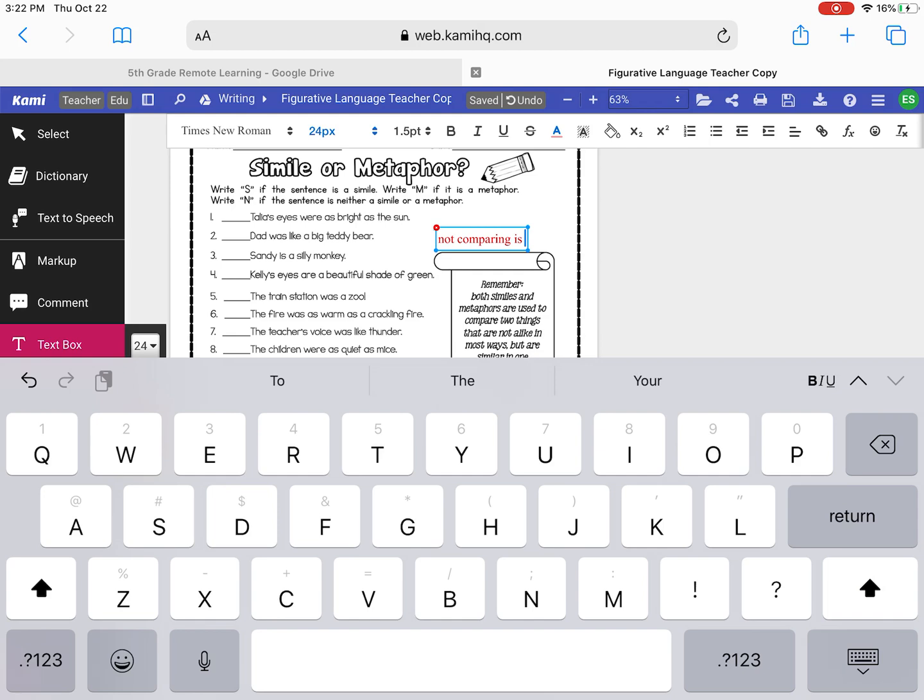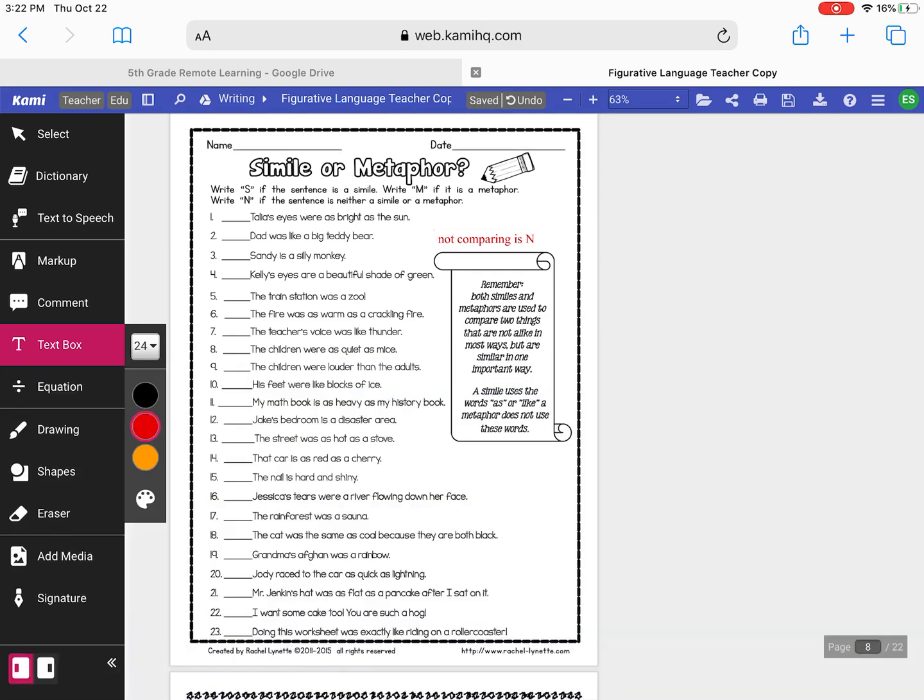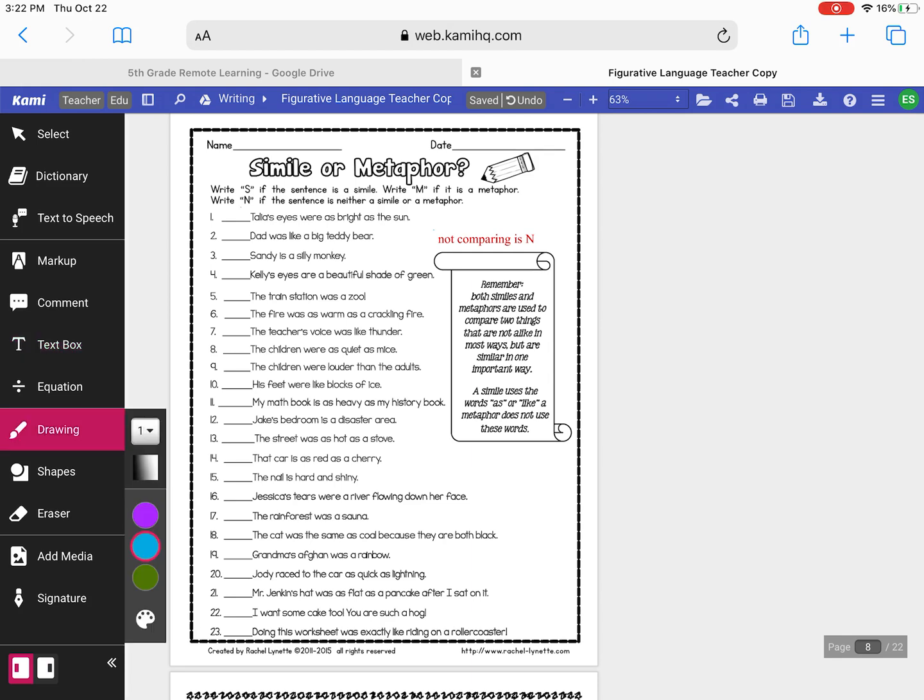Okay. Talia's eyes were as bright as the sun. Okay, so we've got Talia's eyes, and they're comparing it to the sun, and I'm using as. So I know that one is a simile. All right. Okay. Dad was like a big teddy bear. Again, I'm using like or as. Therefore, it's a simile. Sandy is a silly monkey. Is. They're not saying is like a silly monkey. They're just saying is a silly monkey. Therefore, it's an M.